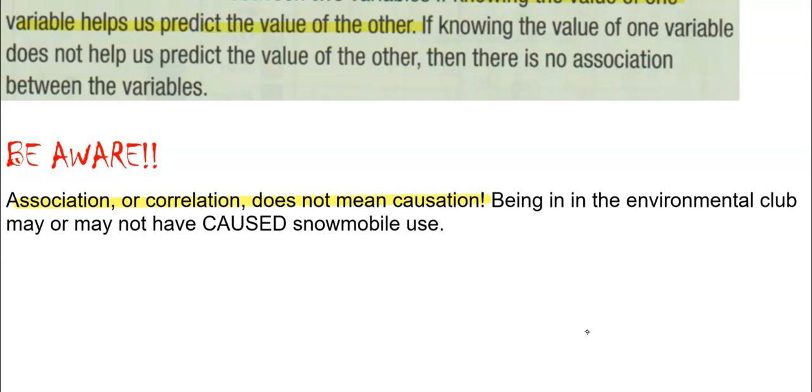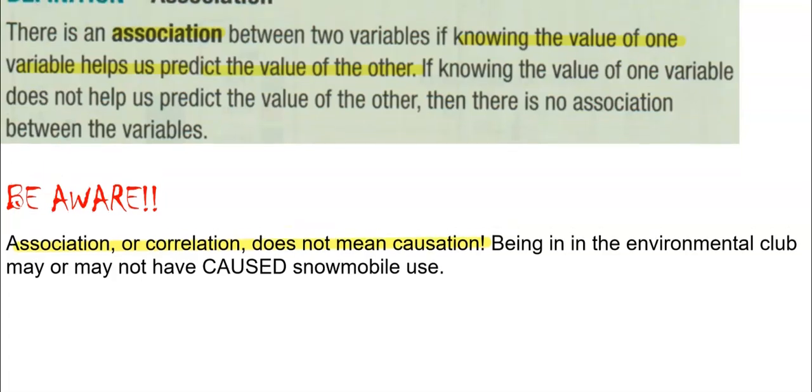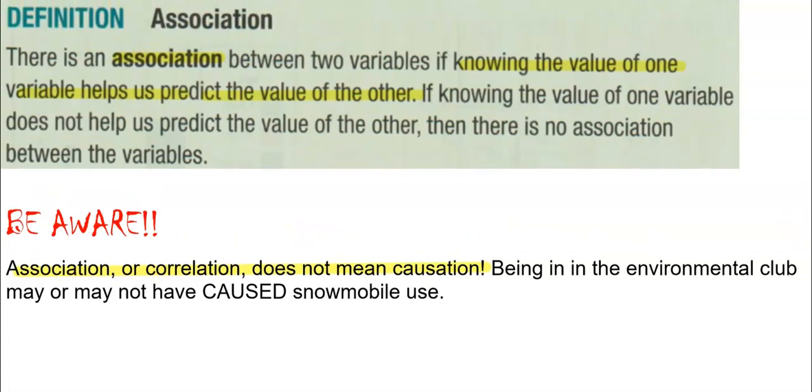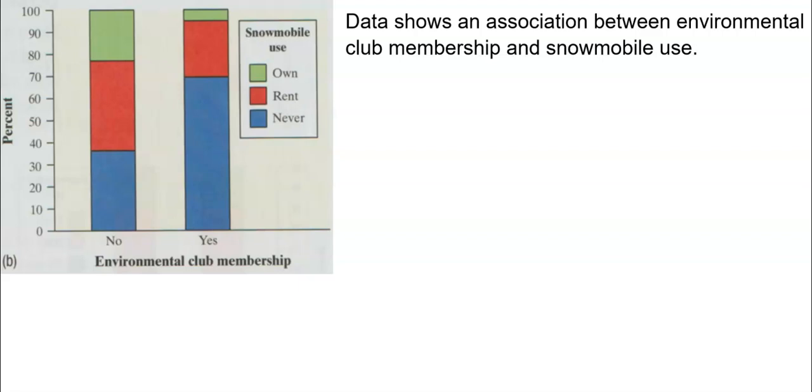So if you look back at those bar graph examples with the environmental clubs and snowmobiles, being in an environmental club may or may not have caused snowmobile use, but it is an association. Environmental club members were less likely to have snowmobile use. So this data does show an association between environmental club membership and snowmobile use. Notice the reason I know this: we have different percentages for each of these responses, each of the sub-responses.